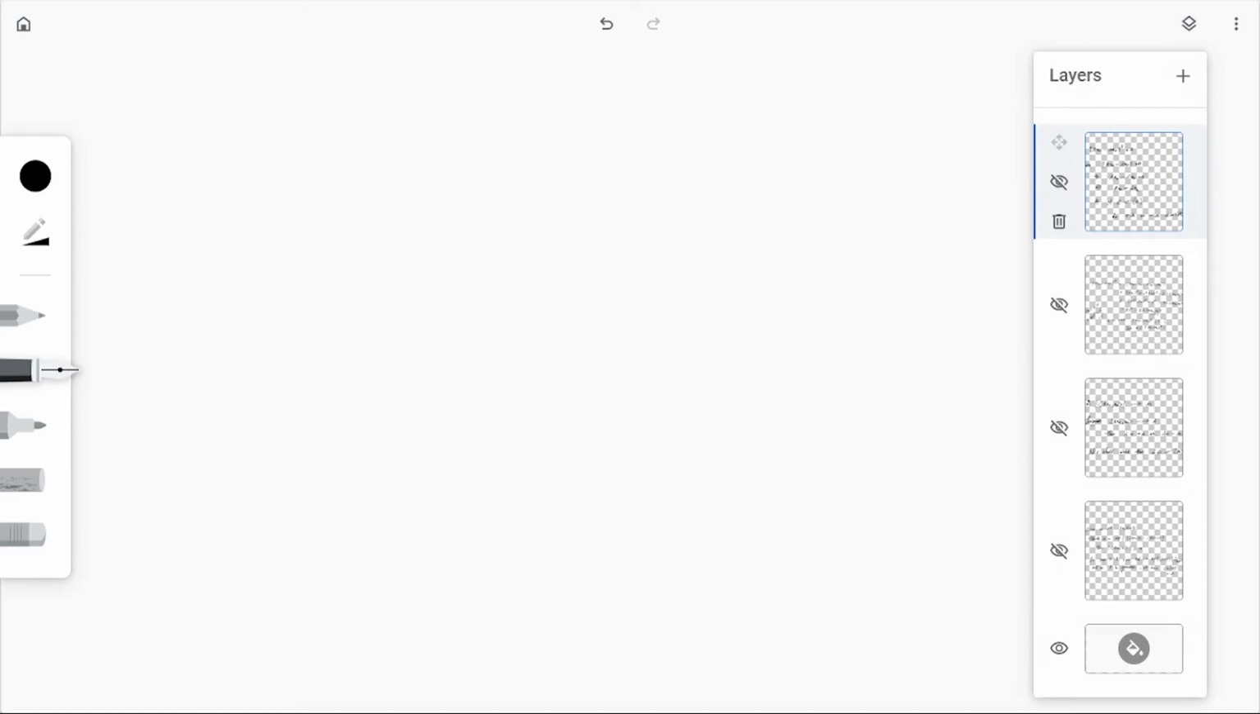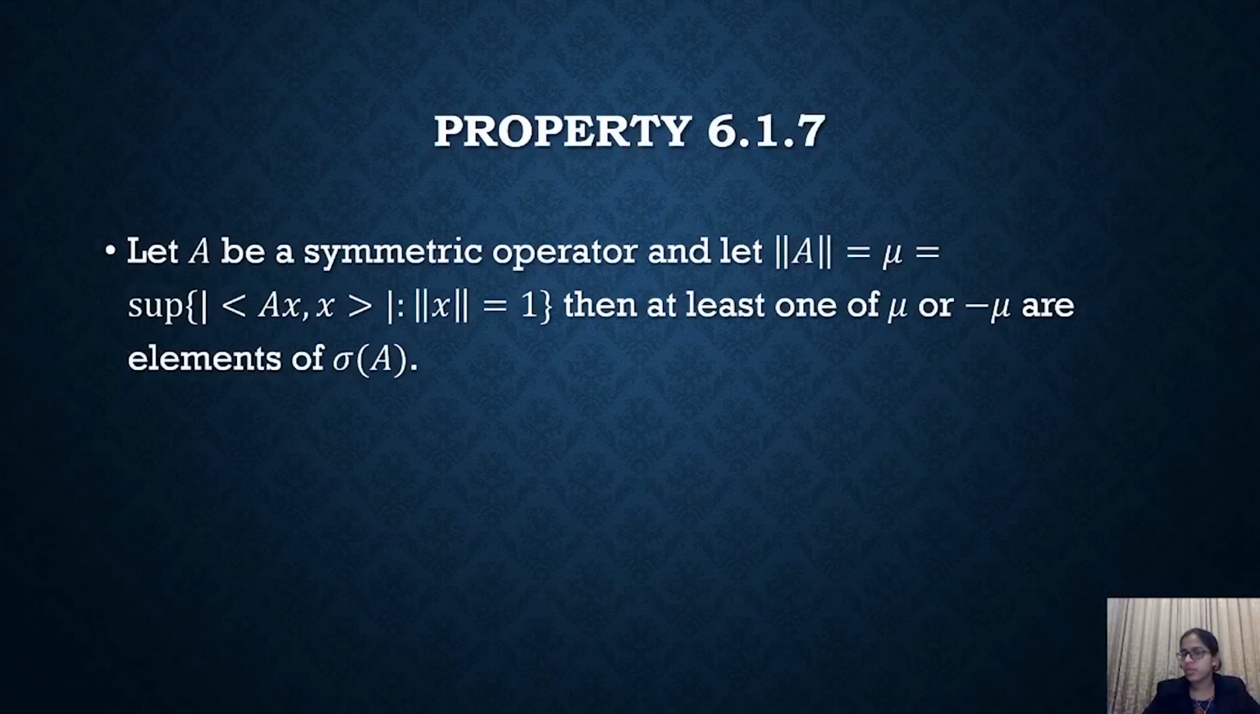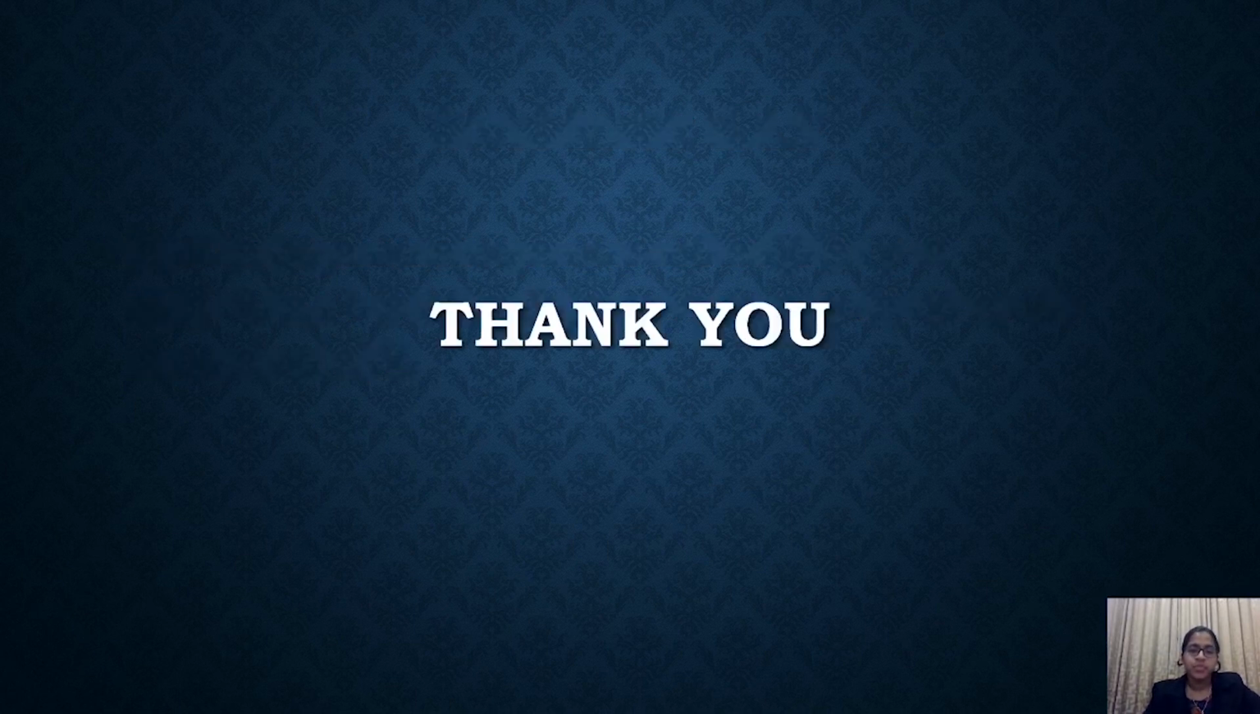We just had to consider the property that we have done before, and we just had to verify it. So remember property 6.1.5, and with the help of that we have proved that if the operator is symmetric, and if we define the norm of that operator to be of this form, then at least minus of that norm or plus of that norm will be an element of the corresponding spectrum. So that's it.